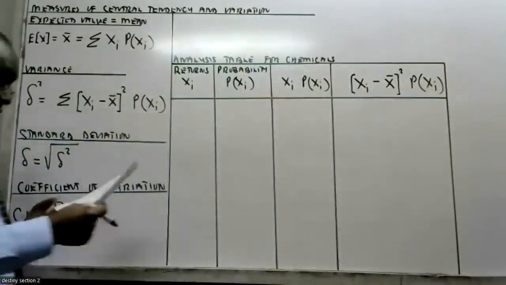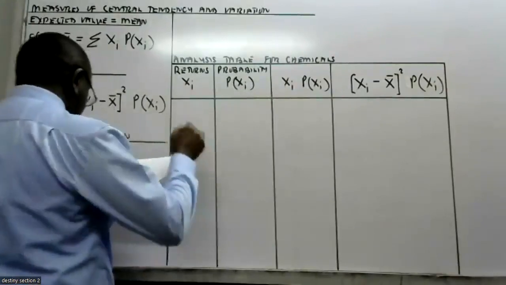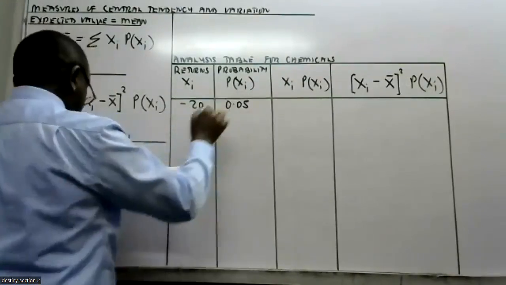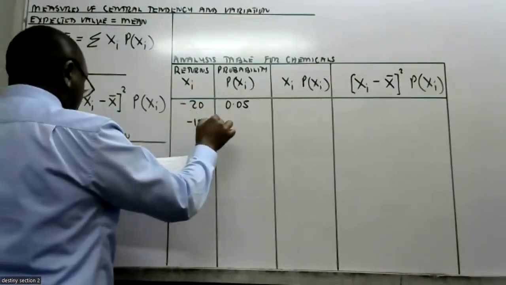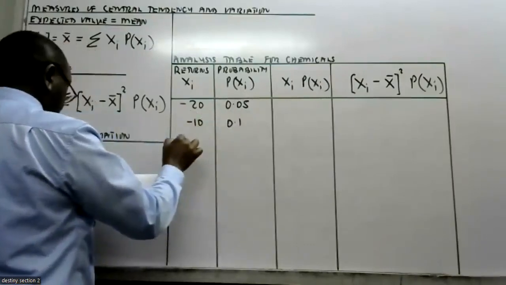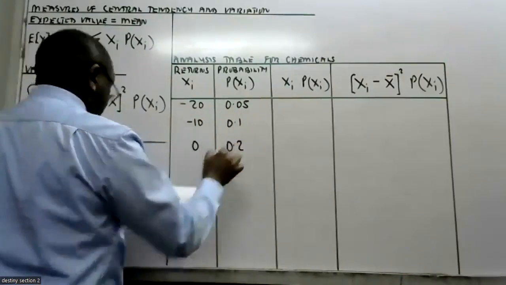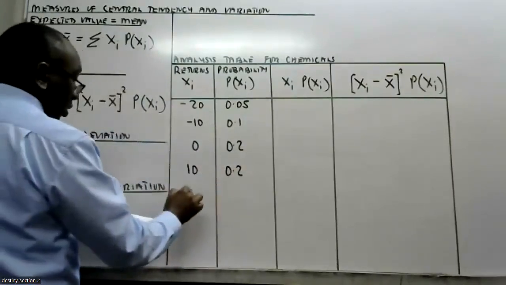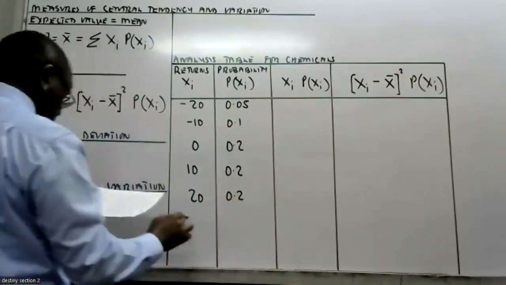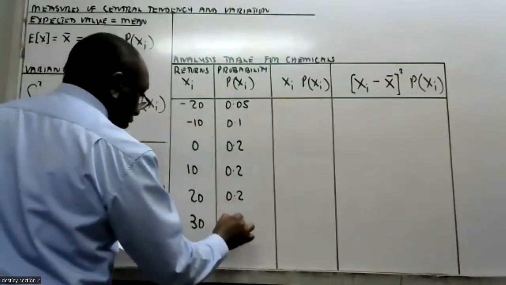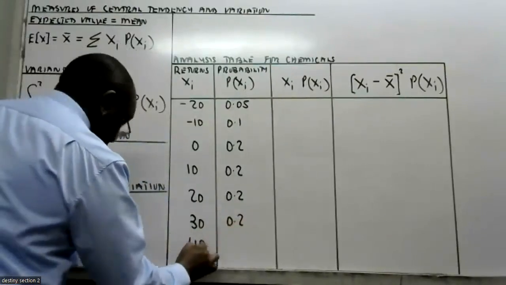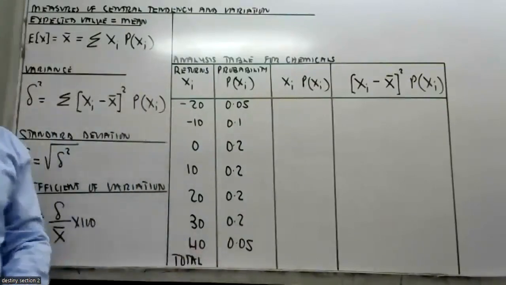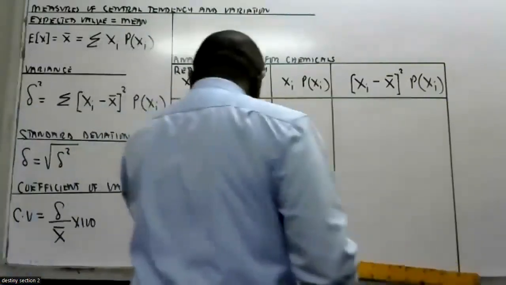So for the returns, we have minus 20 with a probability of 0.05, minus 10 with a probability of 0.1. We have 0 with a probability of 0.2, 10 with 0.2 again, 20 with 0.2, 30 with 0.2, 40 with 0.05. Then we shall have the total.